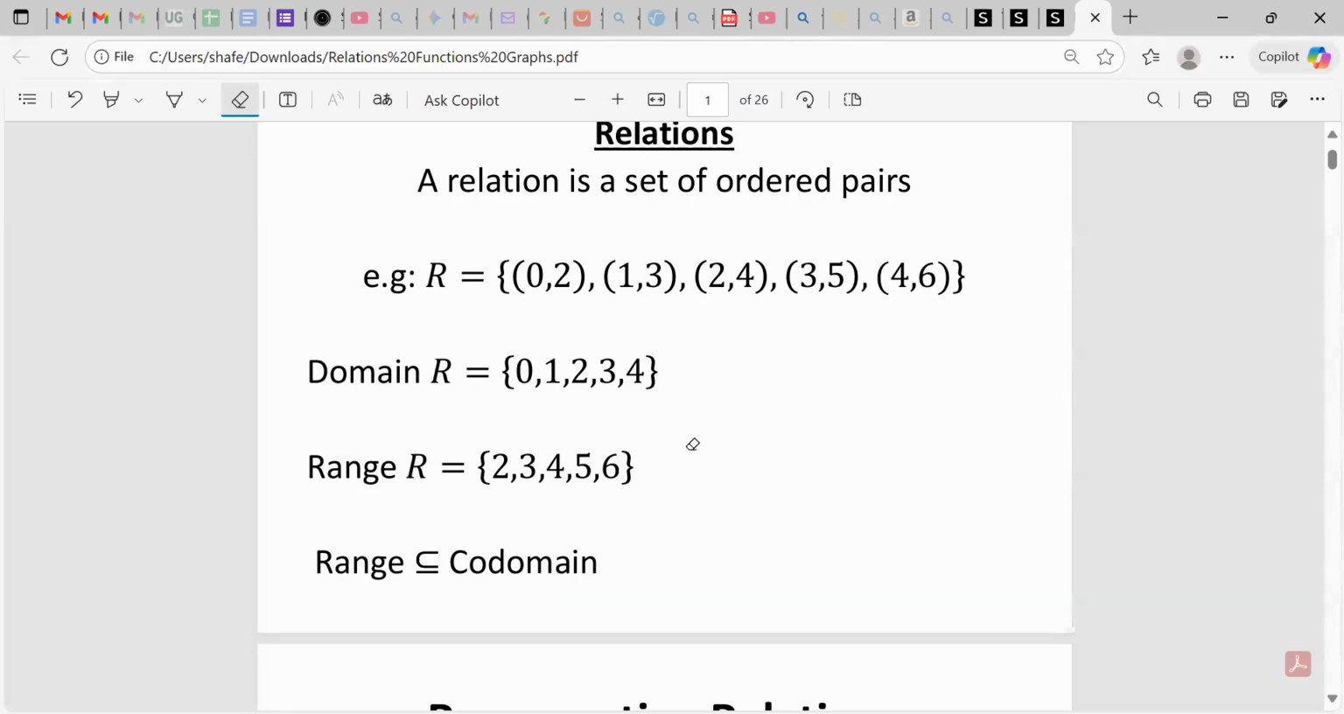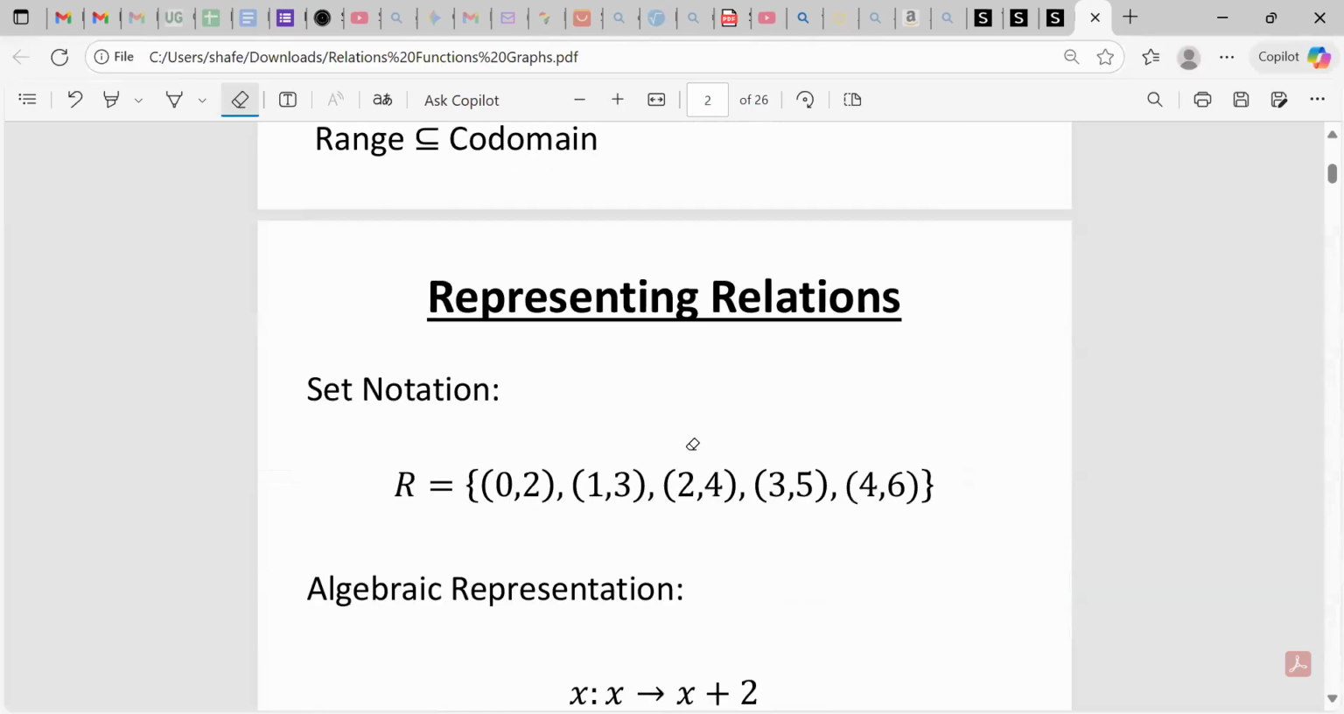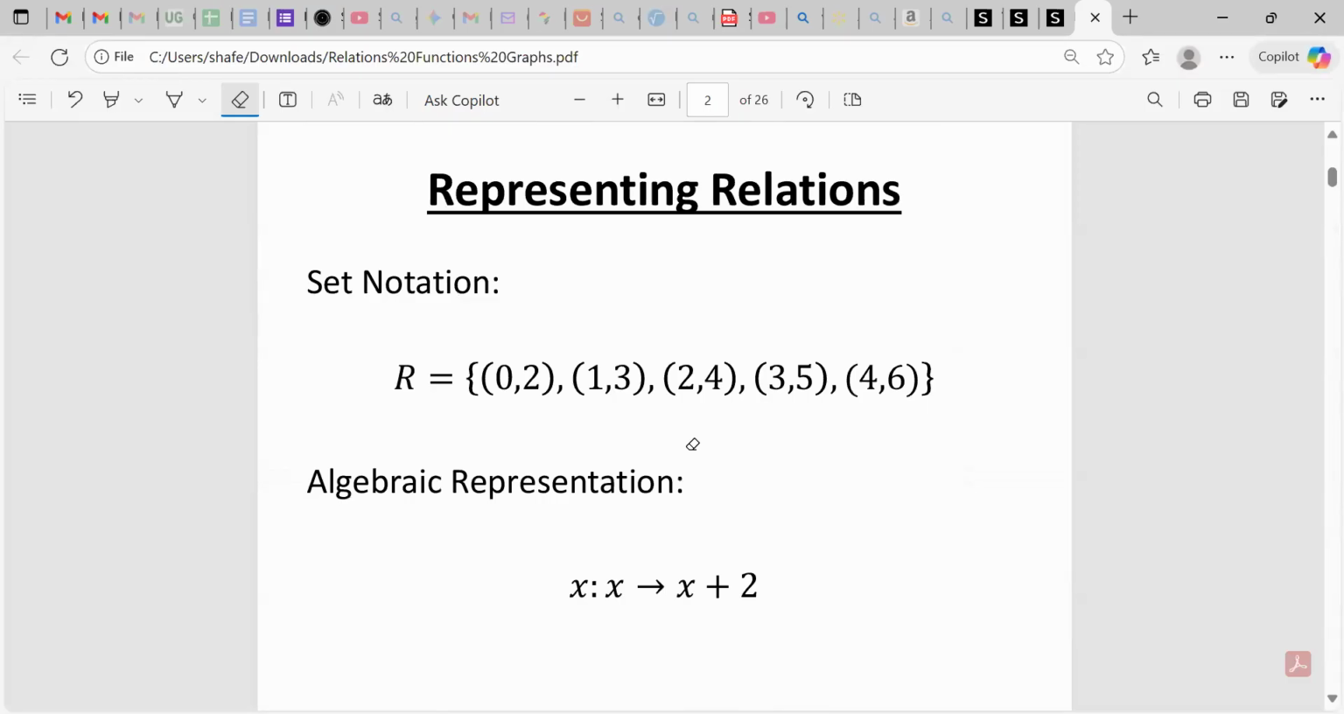All right, good. So now what we want to do is learn how to represent relations. We just talked about how it can be represented as a set, and that's what you see here, right? So you can use set notation and do it. Yeah, all well and good.